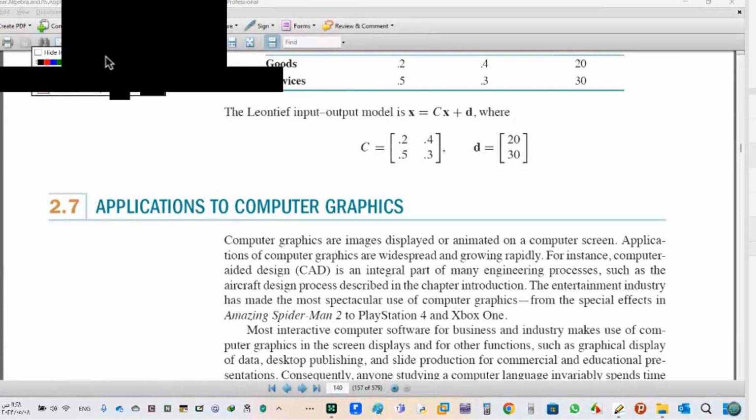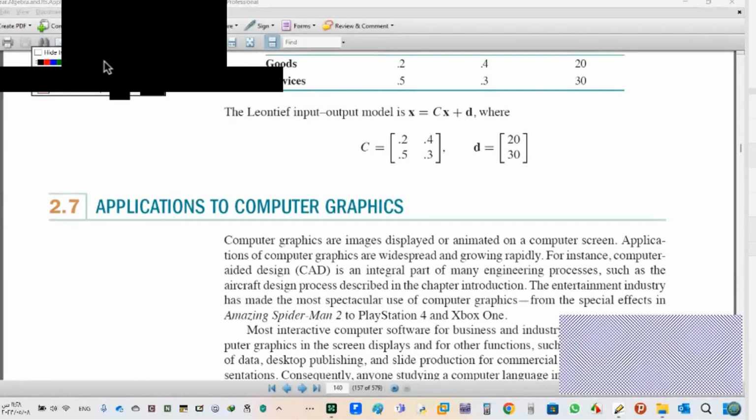H-A, what's your name? First name. Mustafa, what's your name? Hiba, this is not included in the exam.